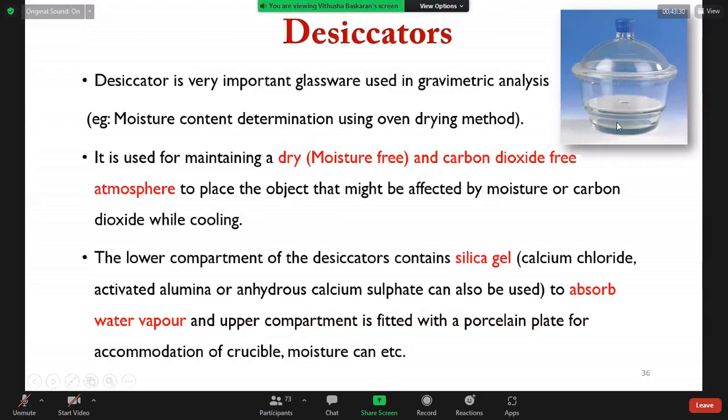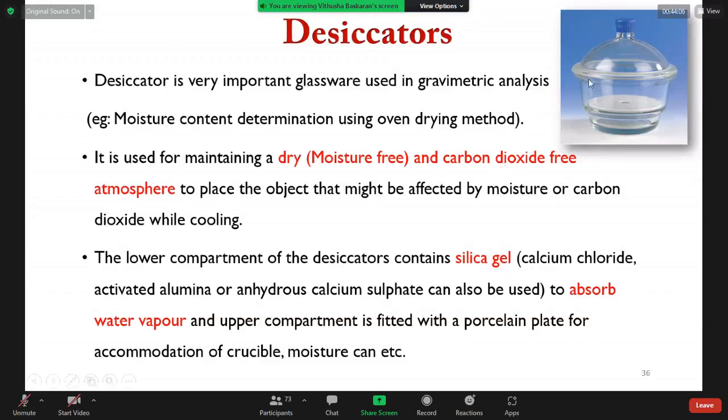Okay, so in the lower compartment of the desiccator, silica gel or any other desiccants like calcium chloride, activated alumina, or anhydrous calcium sulfate will be placed in the bottom part of this desiccator, mainly for the purpose of absorption of the water vapor. So at the bottom part of the desiccator, you can observe commonly silica gel is used, or any other desiccant which is used for the absorbance of the water vapor.